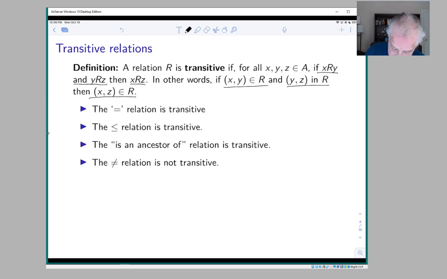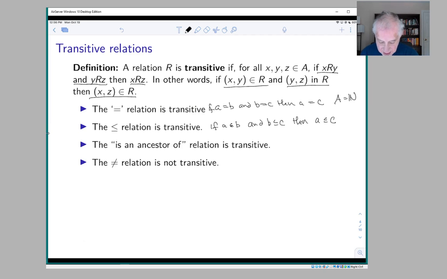Equals is transitive because if A is equal to B and B is equal to C, then A is equal to C. And let's assume, as usual, that our set A is the natural numbers here. Less than or equal to is transitive because if A is less than or equal to B and B is less than or equal to C, then A is less than or equal to C. The is an ancestor of relationship is transitive because if I'm an ancestor of you and you're an ancestor of this other person, then I'm an ancestor of the original person.